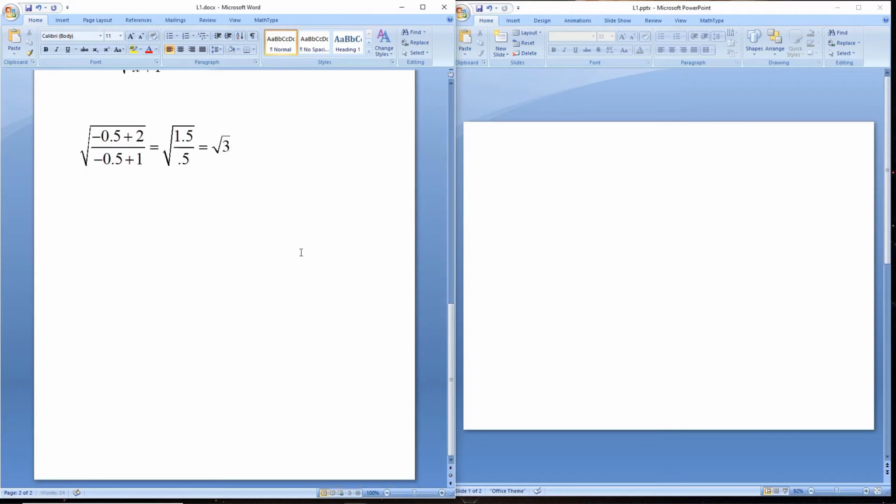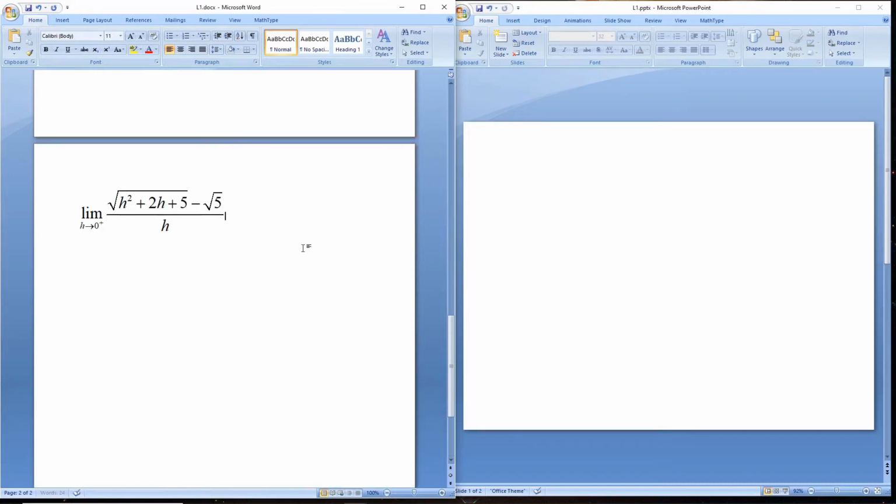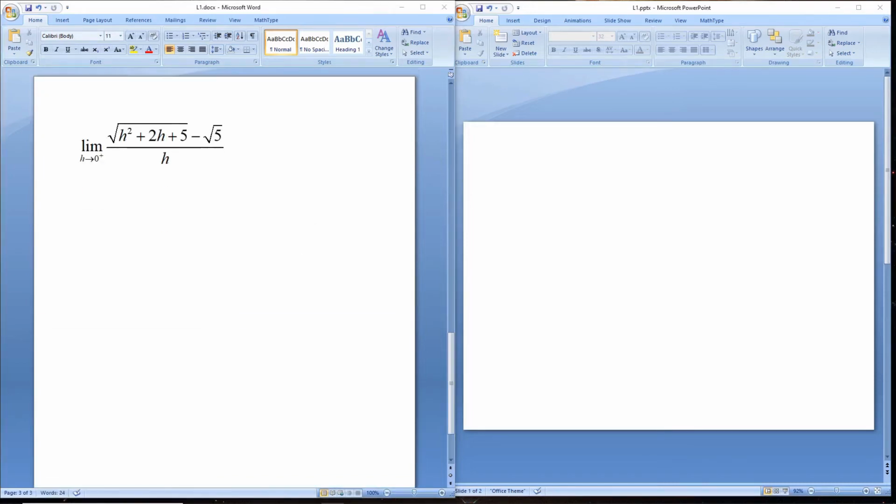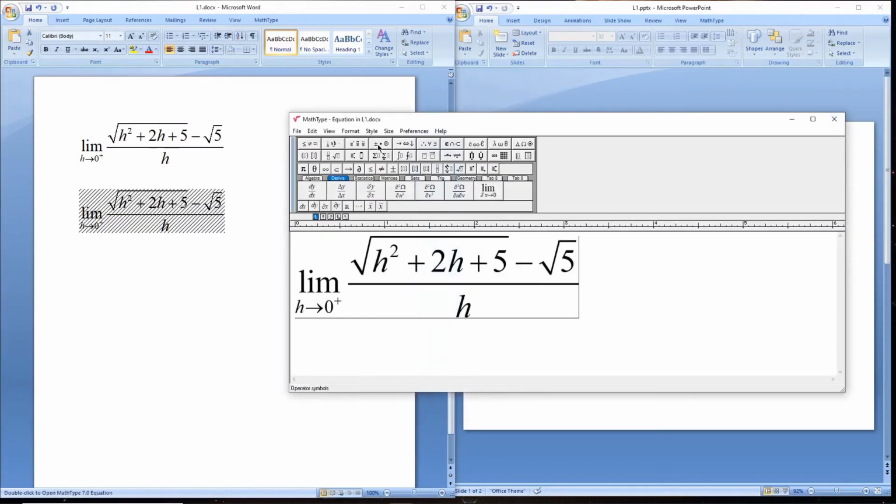So let's try another one. Recall from 2.2 that we deal with the square root by using the conjugate. And so we'll have to multiply this by the conjugate.